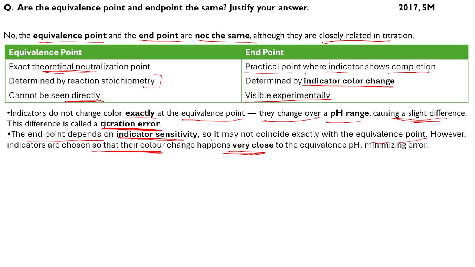So here is one more point. We need to always select an indicator that gives a very close equivalence point and endpoint. So this is a very basic condition for choosing an indicator. So I hope that you are able to understand this question.